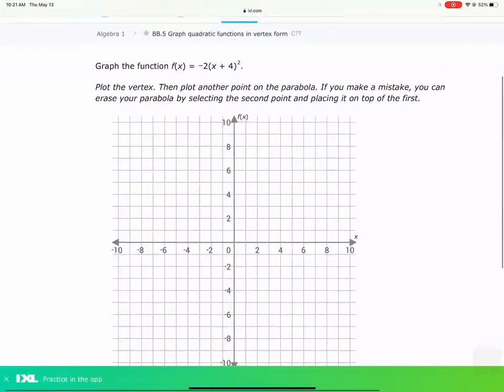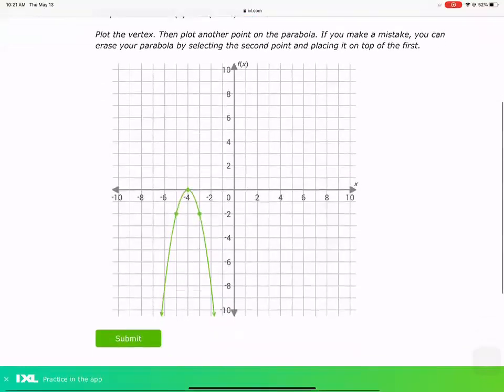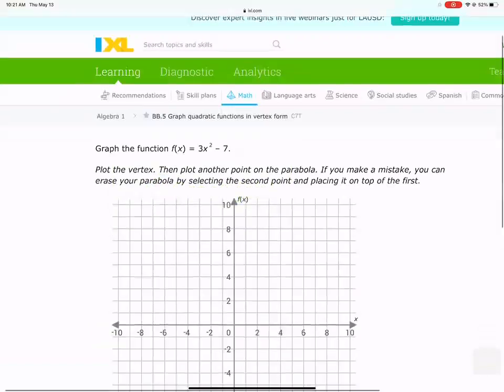This one is going to be, what do you think my vertex is? Positive 4 or negative 4 for my h value? Hopefully you see it's negative 4. And the k value is 0. My a value is negative 2, so one space over means I'm going to go 2 spaces down. So you could be really fast at these.